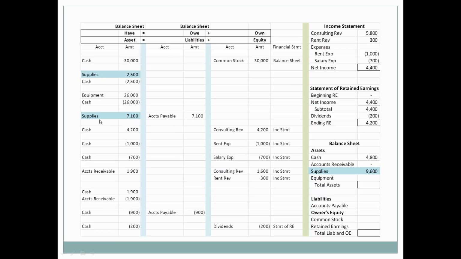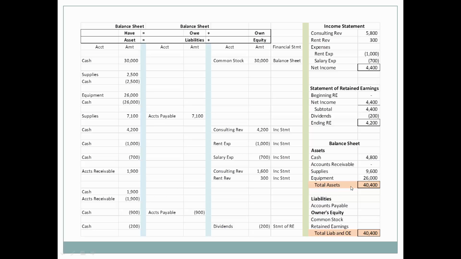Next, let's look at all of the transactions related to supplies. We can see that it's $9,600. Then we can see that we have equipment. So equipment was in the amount of $26,000. So that was what was added, $26,000.